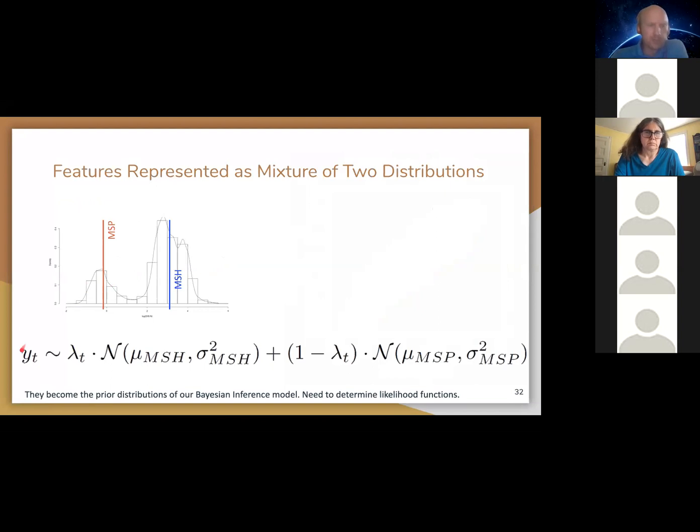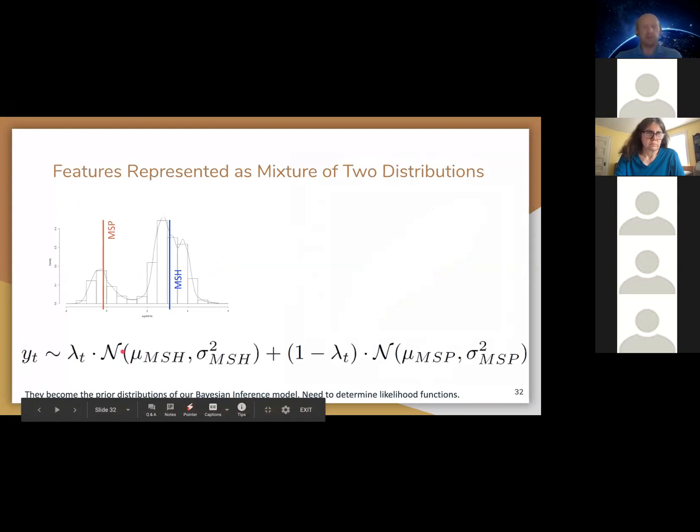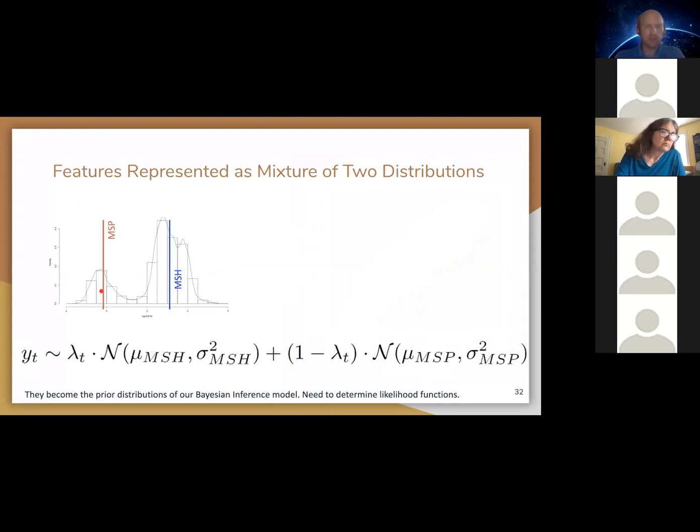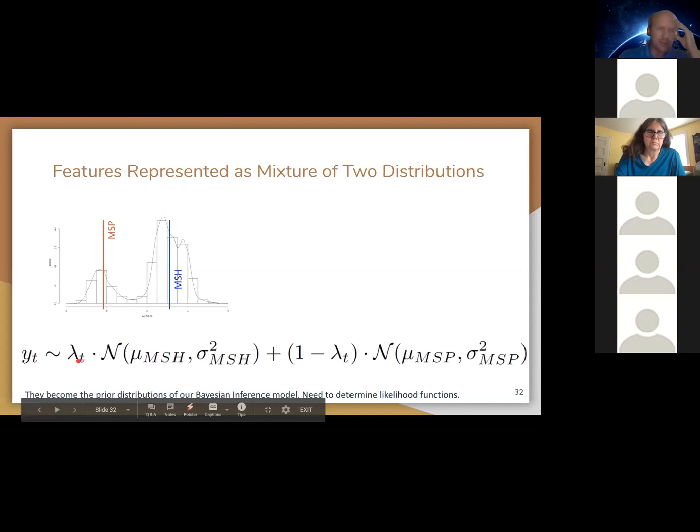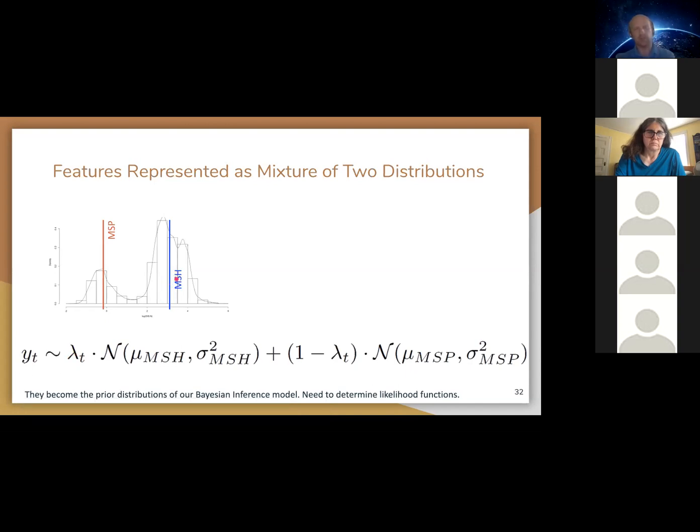So then once we have them, any new point y can be modeled as a superposition of our magnetosphere distribution and our magnetosheath distribution. And the likelihood that this new point belongs to the magnetosheath is 1 if it's from the magnetosheath distribution, and the likelihood that it's from the magnetosphere is 1 if it fits nicely within our magnetosphere distribution.